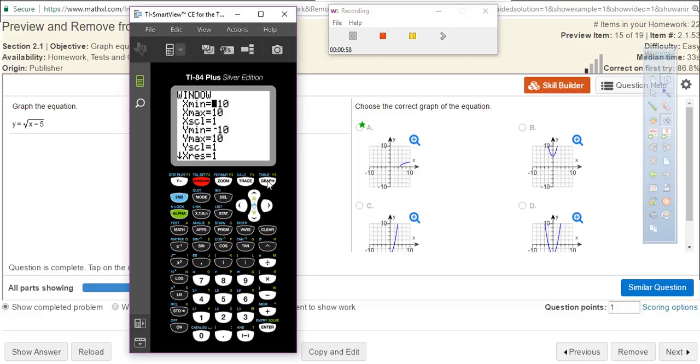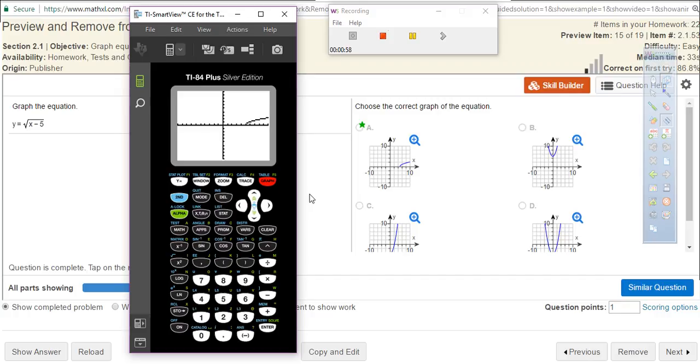Just trust me. So when I hit graph, now that I know my window is a standard window at 10 by 10, I can see this is 1, 2, 3, 4, 5. This is touching the x-axis at positive 5 and traveling off to the right. So we can see our answer very clearly. The answer is A.